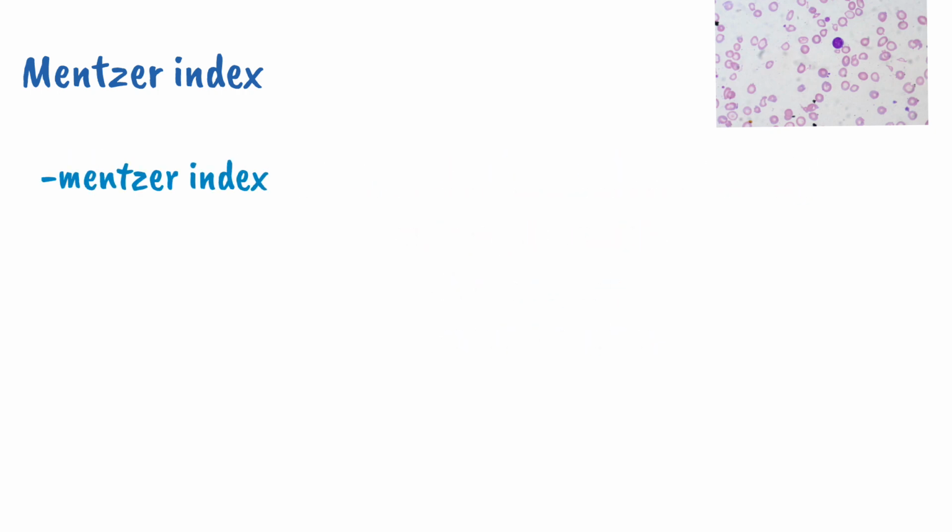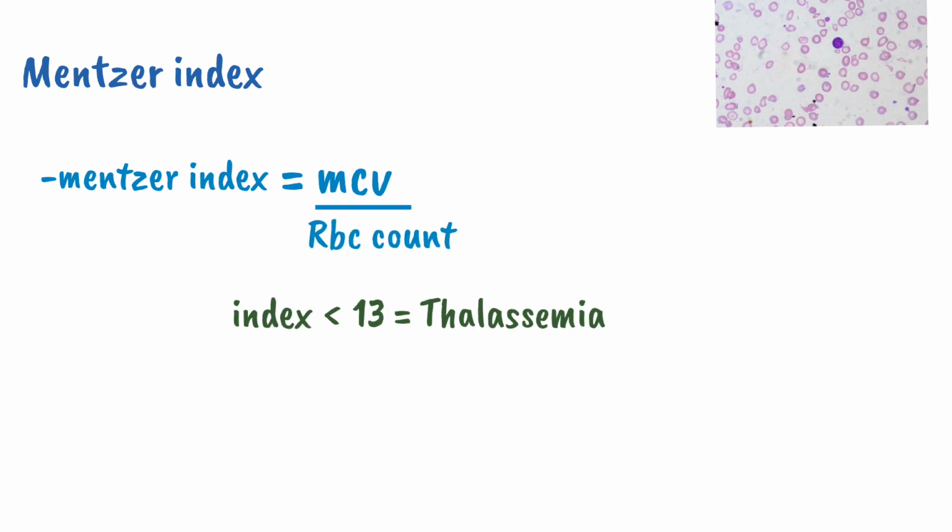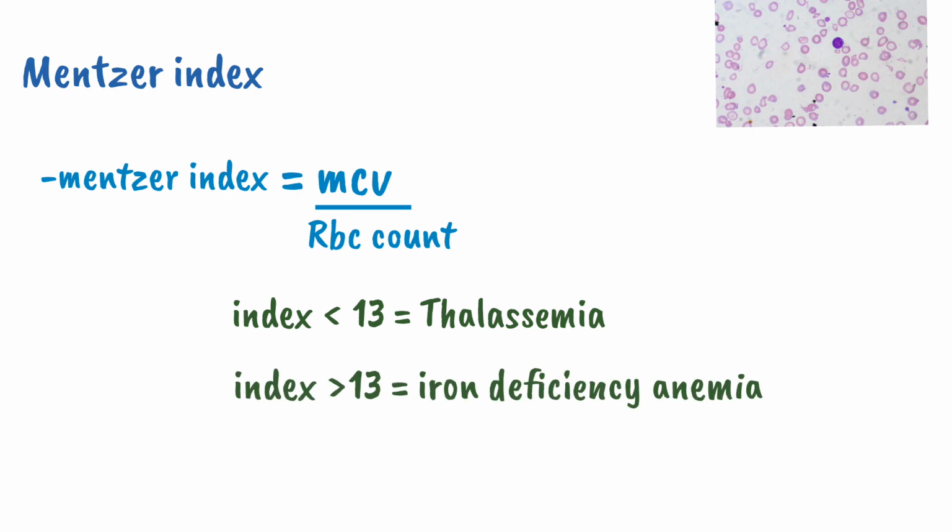To calculate the Mentzer index, we divide the MCV by the RBC count. If the index value is less than 13, it suggests thalassemia, and if the index value is greater than 13, it suggests iron deficiency anemia. To understand the Mentzer index in a better way, let's explain it with the help of two examples.